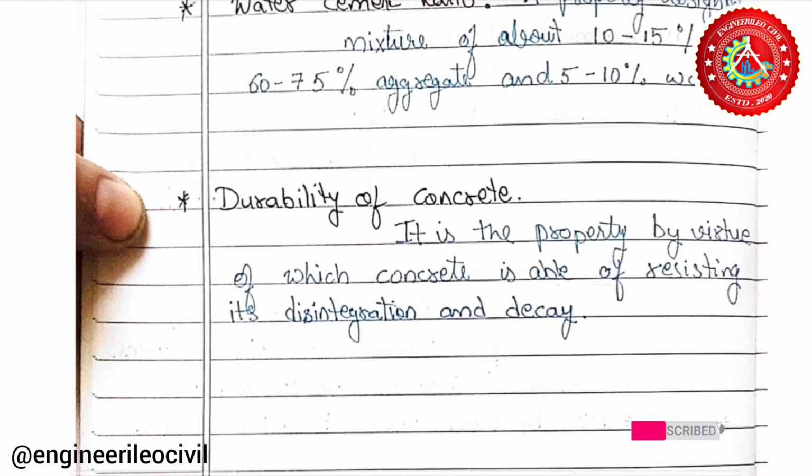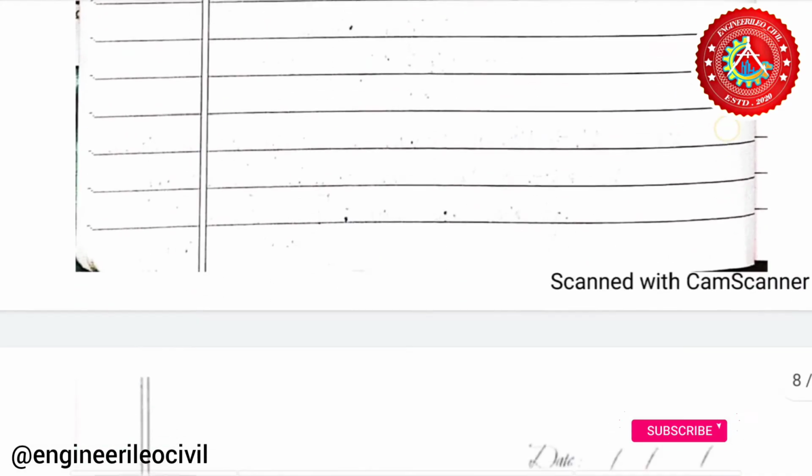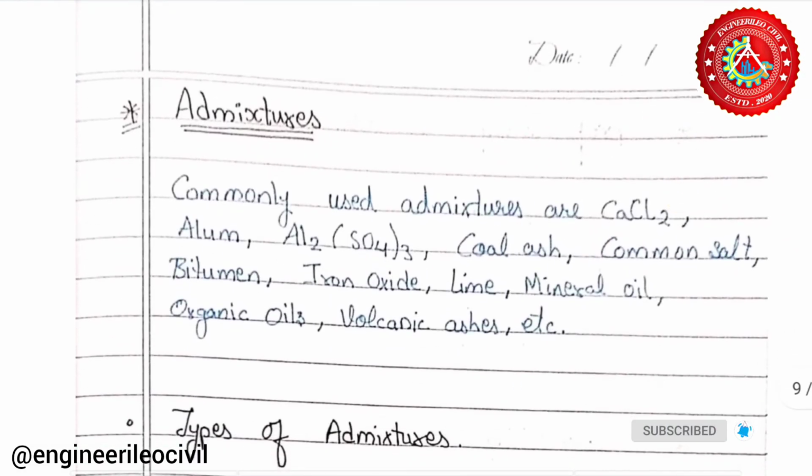Reasons behind disintegration and decay of concrete may be use of unsound cement, less durable aggregates, entry of harmful salts and gases through pores or cracks, freezing and thawing of water sucked through cracks, and expansion and contraction due to temperature variation. The next important topic in our syllabus is admixtures.